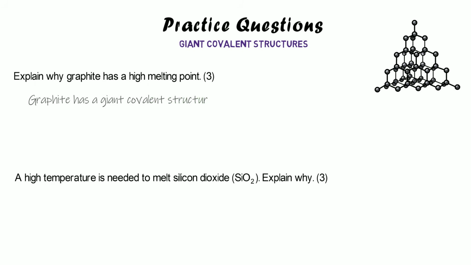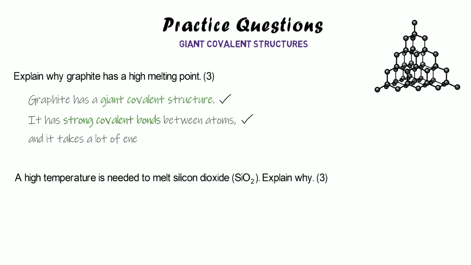First thing to do is say the type of bonding. Graphite has a giant covalent structure. We know it's one of the few giant covalent compounds, or rather elements, because it's made of carbon. That means it has strong covalent bonds between the different atoms, shown by the lines on the diagram. Because they're very strong, it takes a lot of energy to break them apart. If it takes a lot of energy, that means it's going to need to get very hot before it melts and therefore has a high melting point.